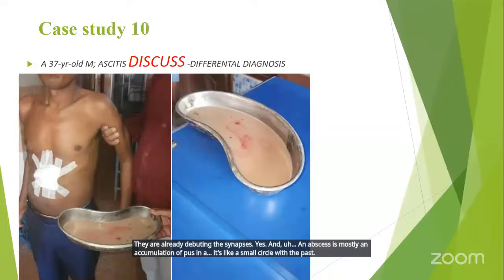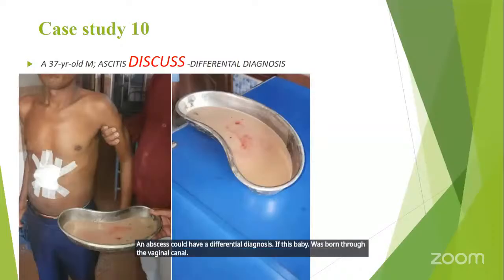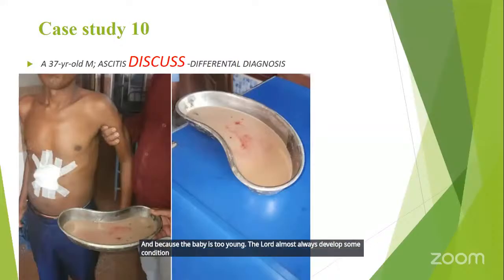An abscess could have a differential diagnosis. If this baby was born through the vaginal canal, they could pick up some of the pathogens in the vaginal cavity of the woman, and there could be many. Some of the women have STDs, others have just UTI. And because the baby is too young, they will almost always develop some condition because of that contamination.